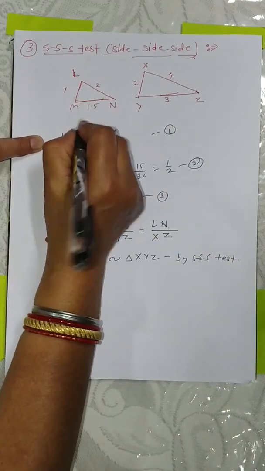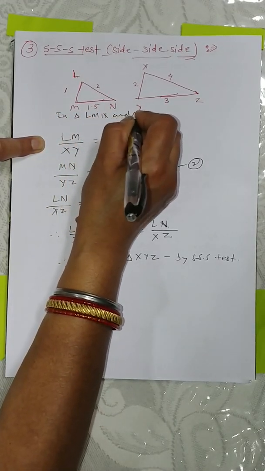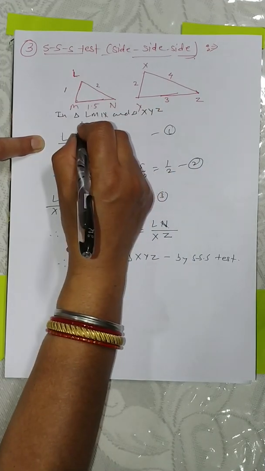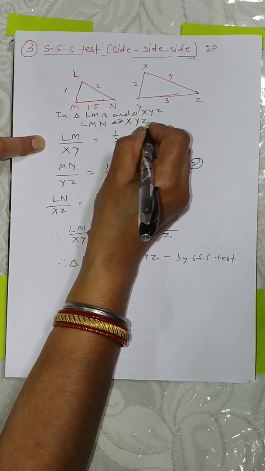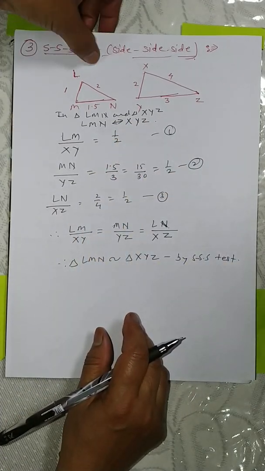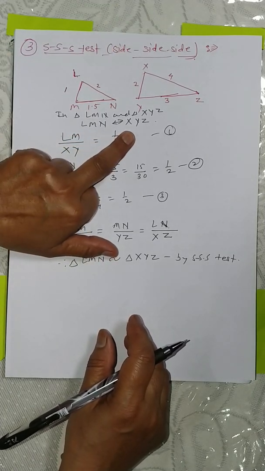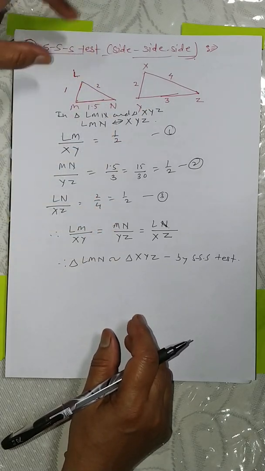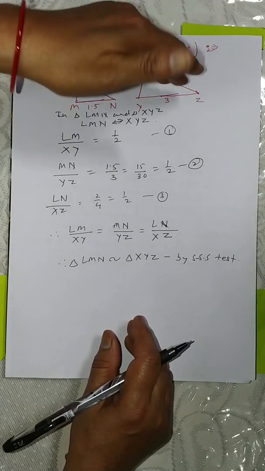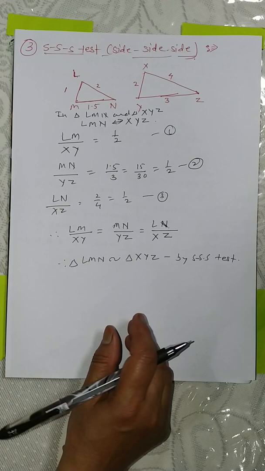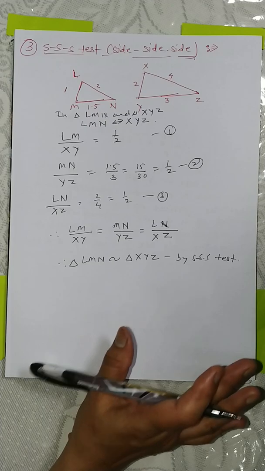So here again the 1-1 correspondence in triangle LMN and triangle XYZ is LMN corresponds to XYZ. So the definition of the test is, for the 1-1 correspondence between the vertices of two triangles, if the three sides of one triangle are in proportion with the corresponding sides of the other triangle, then the two triangles are similar by SSS test.